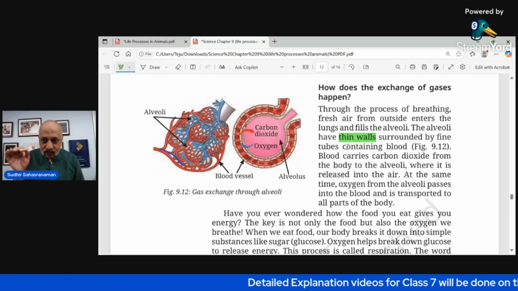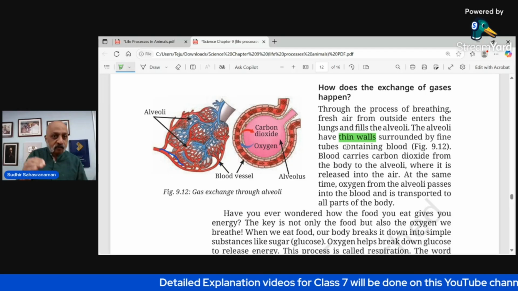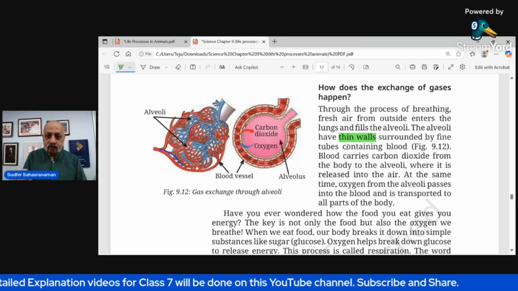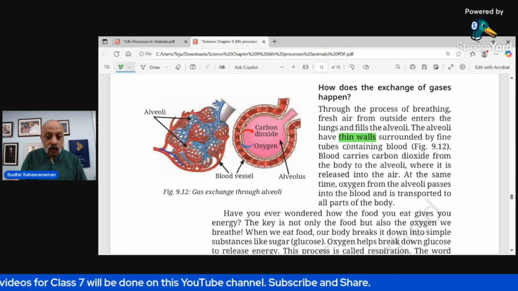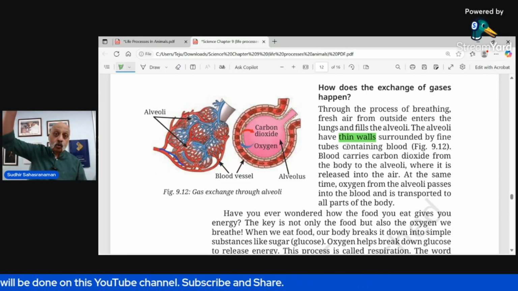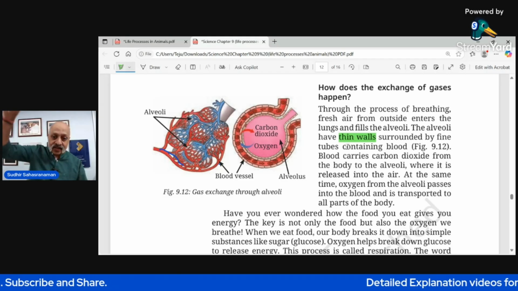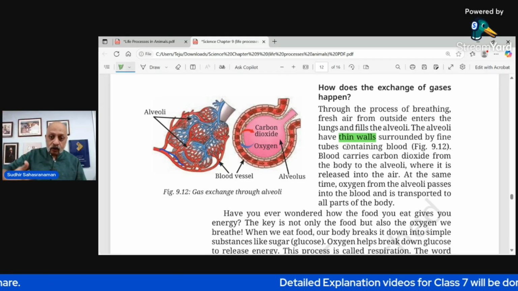Okay, so the alveoli have thin walls surrounded by fine tubes containing blood. The blood carries carbon dioxide from the body into the alveoli, and then it is released through the air. From the alveoli, it goes back into the windpipe and it is sent outside. It happens on a regular basis.